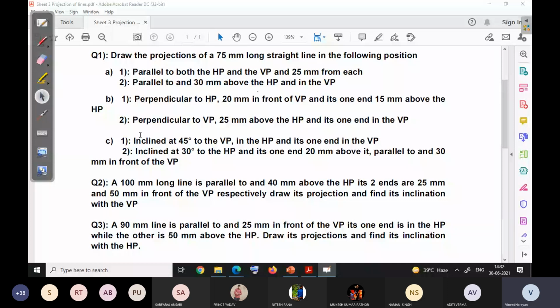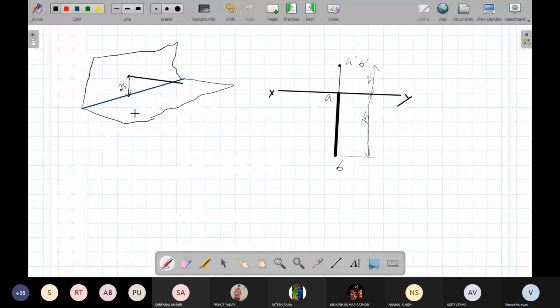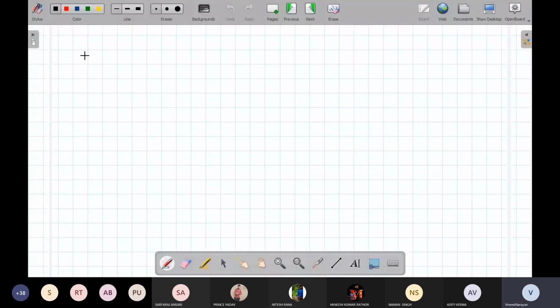Now let's take question number C1. Line is inclined at 45 degree to the vertical plane in the horizontal plane, and its one end is in VP. So it is inclined to the vertical plane at 45 degree and it's lying on VP, and its one end is lying on HP and its one end in VP. So let's imagine, for imagination purposes, we can draw these quadrants. Okay.